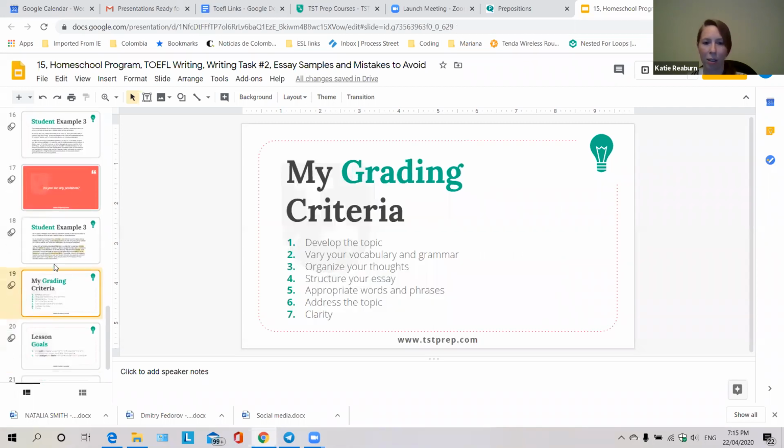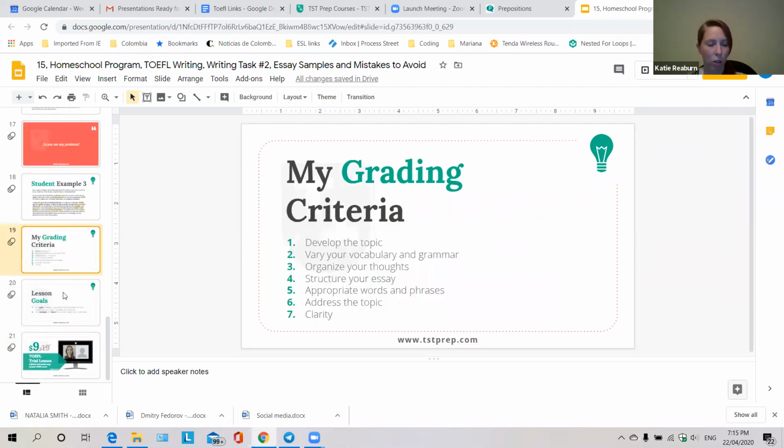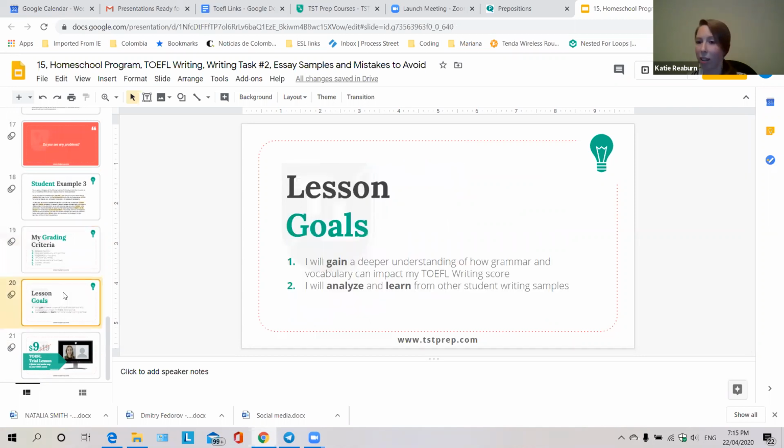Looking back at the criteria here, we've already seen this. So this lesson is over. I hope you have gained a deeper understanding about the grammar and vocabulary there. And from looking at these other students, you have started to notice some things from your writing, or maybe some things you never thought of, but now you know not to do them.